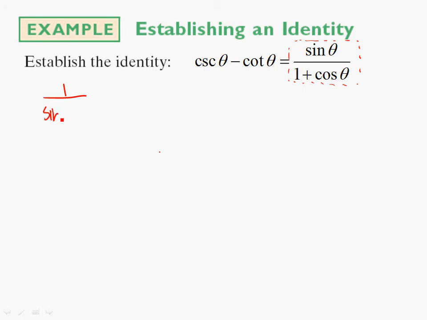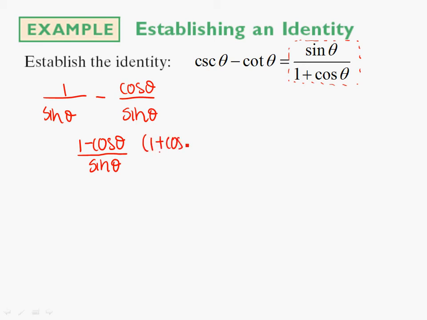1 over the sine of theta, right? Minus the cotangent, which is the cosine over the sine. Oh, that's a common denominator, isn't it? Yes? So this is 1 minus the cosine of theta, divided by the sine of theta. Then use the conjugate pair. Let's use 1 plus the cosine of theta divided by 1 plus the cosine of theta. If I do that, hopefully some stuff will happen, because I'm getting pretty close to what I want over here in the denominator. So what happens in the top?